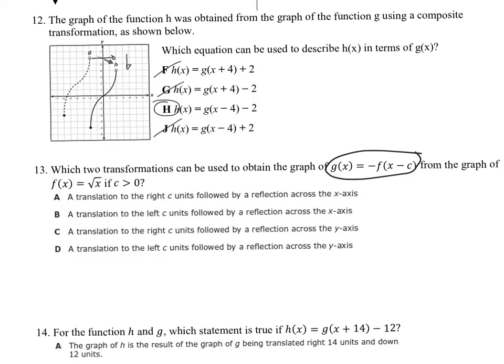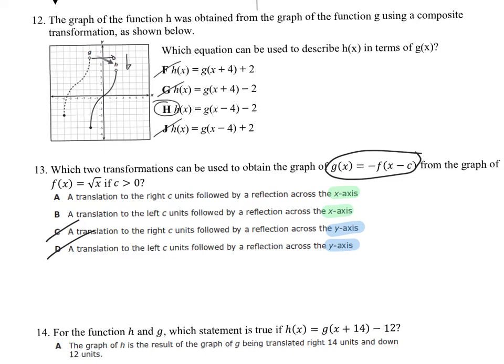Now, it's a reflection across what? Because you've got the y-axis, and then you've also got the x-axis. So which one is it? The x-axis is correct. So automatically D and C do not work. Does that make sense? Alrighty, perfect.